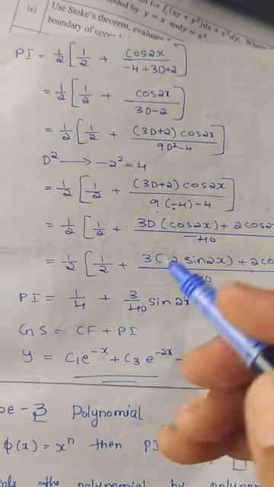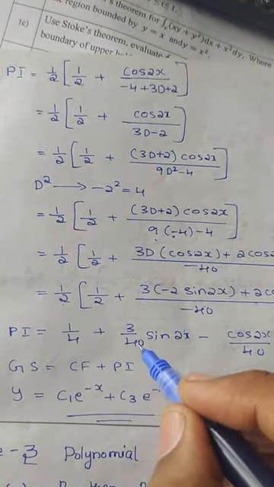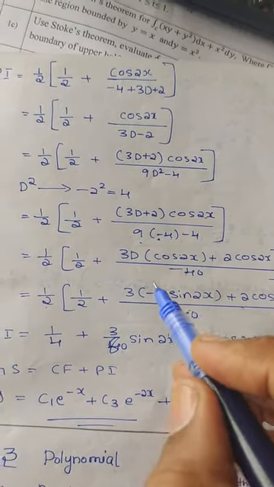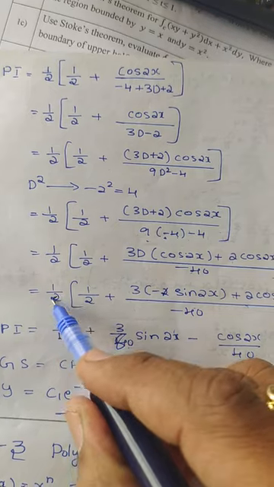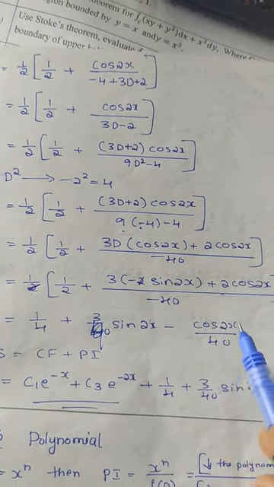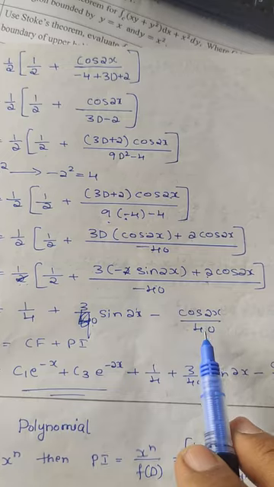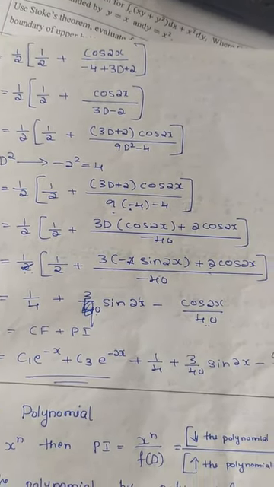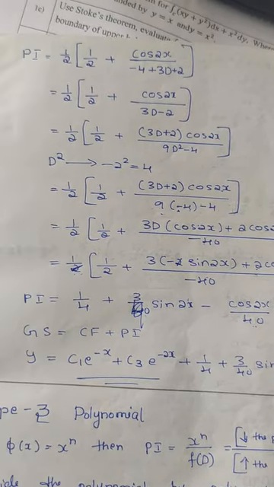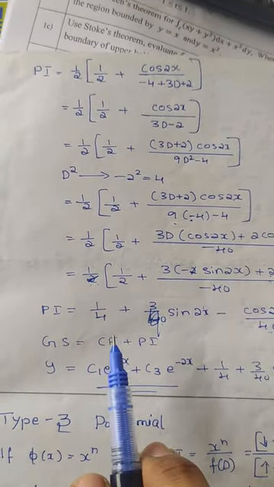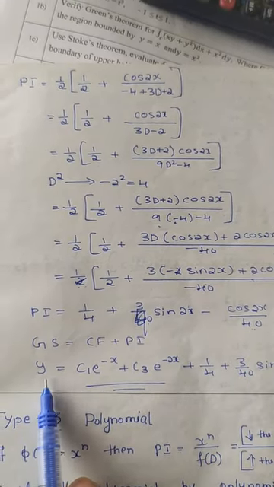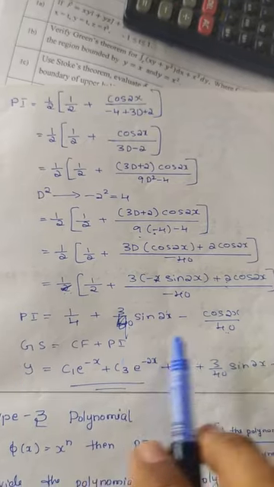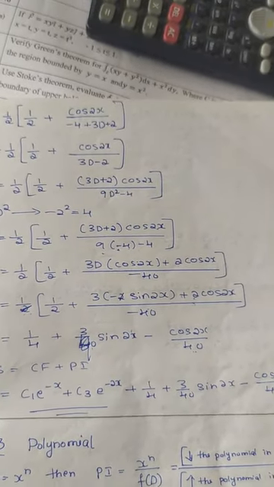3 by 40 into this 2, that is 80. No, that is 40 only, because this 2 gets cancelled, that is 40 only. And again this 2 and this 2 get cancelled, we get 40. It is correct. 1 by 4 plus 3 by 40 sin 2x minus cos 2x divided by 40 is your PI. General solution is CF plus PI. Write the general solution, that is CF and PI. That gives the solution of the given differential equation.